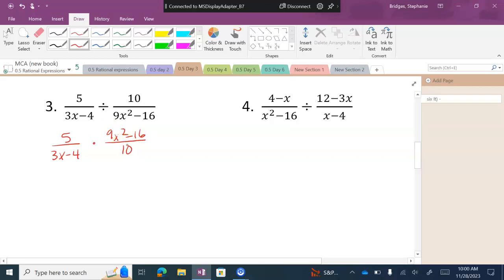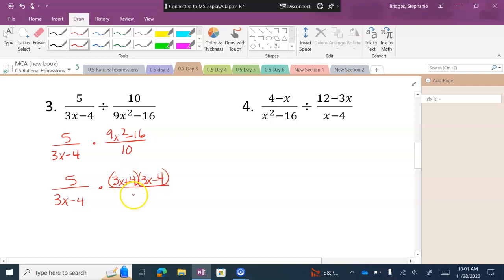And then I'm going to go through and factor. Can that first fraction factor at all, numerator or denominator? No? Okay. What about that second fraction? 9x squared minus 16. Those are both perfect squares. So the square root of 9x squared is 3x. Square root of 16 is 4. We do 1 plus, we do 1 minus.